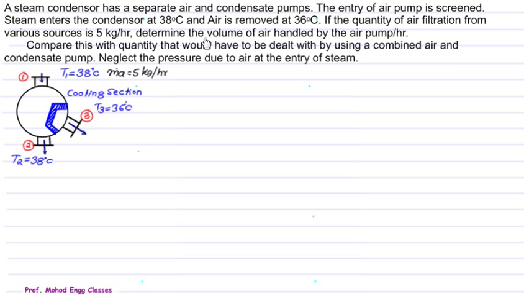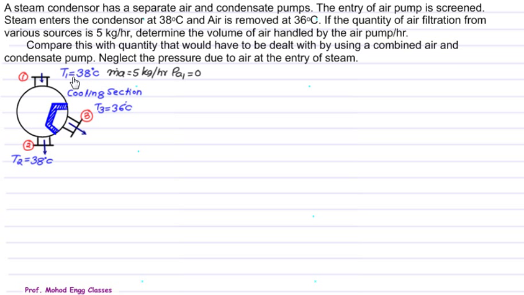We want to find out the volume of air handled by the air pump at section 3, and we want to compare this quantity with that which would have to be handled by a combined air and condensate pump. That is, if there is no suction and we use this pump on this side, then what would be the capacity of that pump?